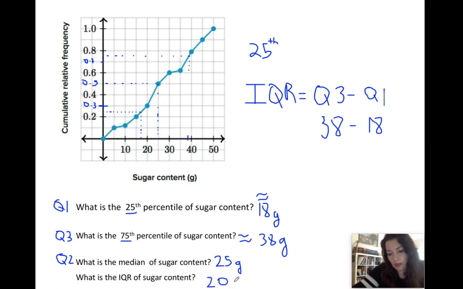Now, make sure you always use the context. In this case, you should use your units, and you should answer the question in a full sentence. The IQR of sugar content is 20 grams. The median of sugar content is 25 grams. The 75th percentile of sugar content is 38 grams. And the 25th percentile of sugar content is 18 grams.